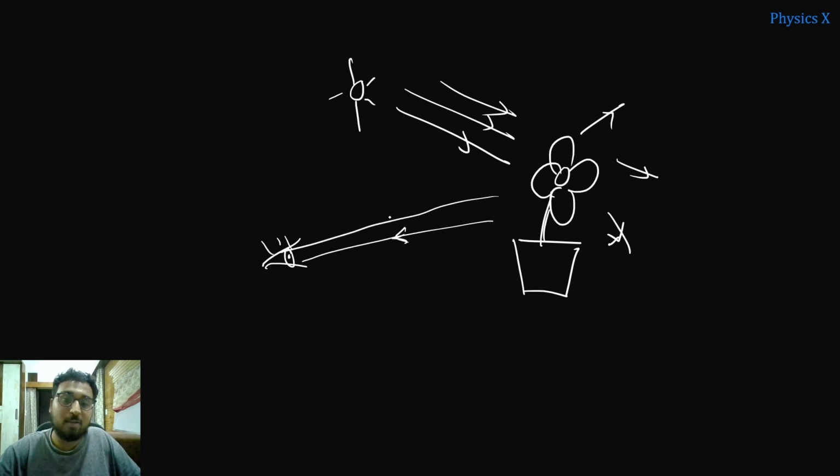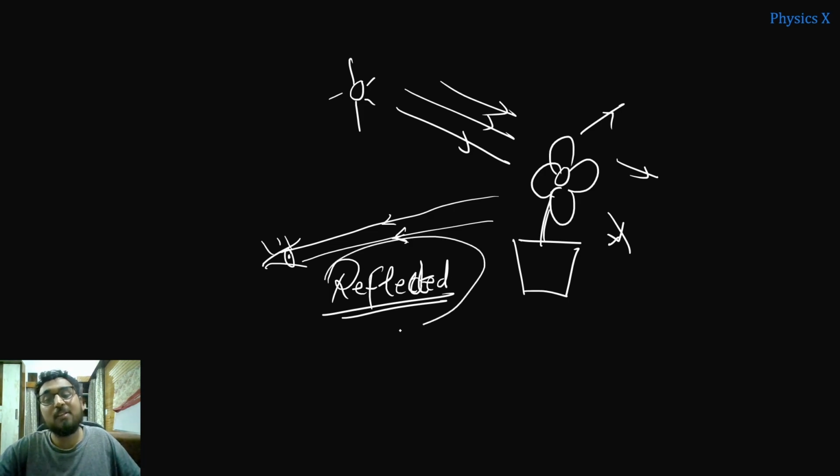But some of the light, I told you, will be reflecting back. Now see, I am using the term reflecting. So some of the light is reflected, that means it bounces back to your eyes. This type of phenomenon, where some ray of light strikes an object and then bounces back and reaches our eyes, is called reflection. So what is reflection? We can write the definition of reflection also.